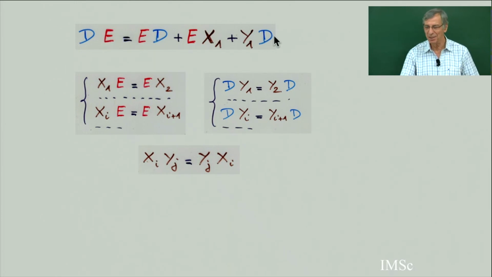Just delete the index. So the first equation is this. The second equation is xe equals ex. The third equation is dy equals yd. And equation number 4 is xy equals yx. Delete the index and you get back the PASEP, the quadratic algebra of the PASEP system.